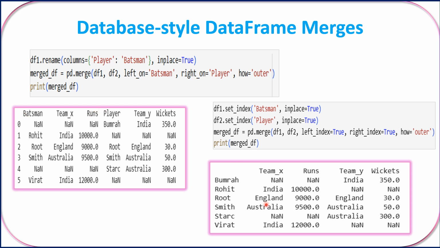And now we just perform it. So it will become batsman in place. I mean, wherever you have the index as batsman, that will be represented and player will be represented, and you make it as left index and right index. This is the example for the left index and right index.